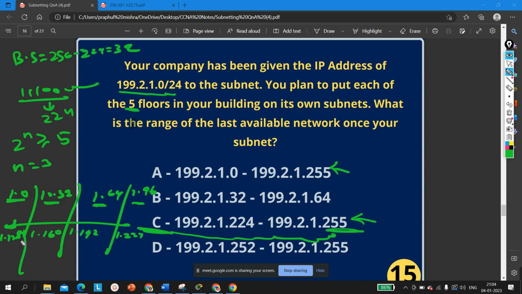So my valid IP addresses will start from 1.129. So according to this, which one is right?